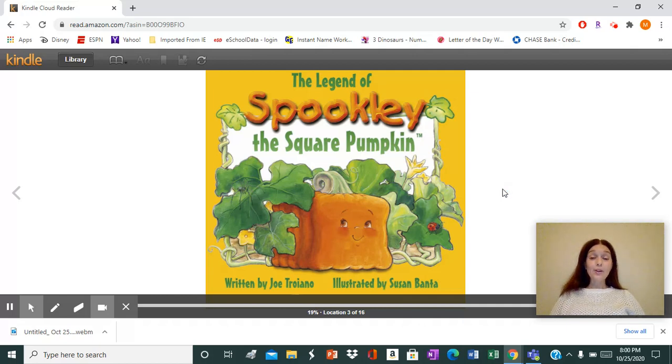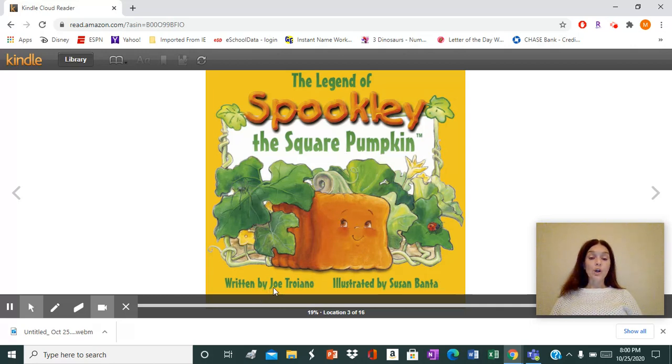So looking at the picture, you see this pumpkin and it looks like it's shaped like a square. It's growing on a vine and on the plant, just like we learned about how real pumpkins grow. And I see a yellow flower, but I'm noticing that this pumpkin has a face. So I'm thinking that this story is not about a real pumpkin, but a make-believe or fantasy pumpkin. I'm thinking that this might be our main character who the story is about, but we're going to read to find out. So let's start reading The Legend of Spookley the Square Pumpkin.